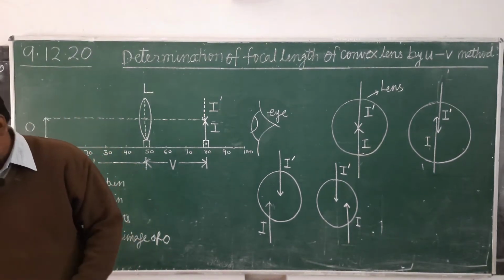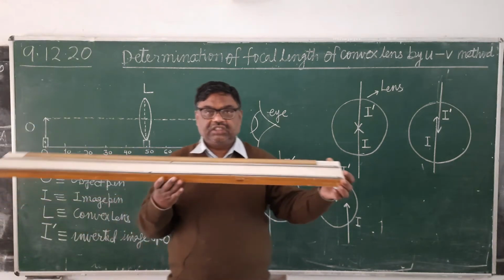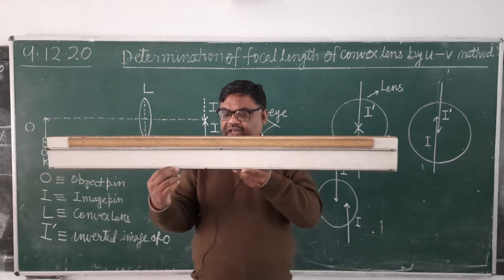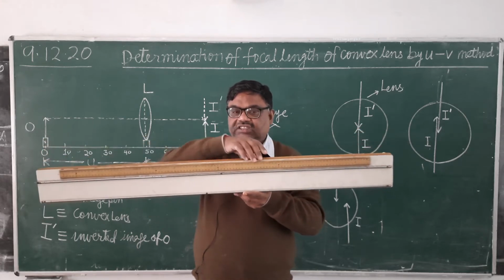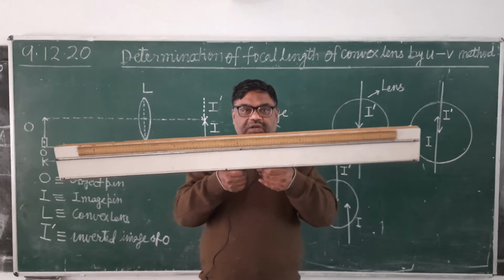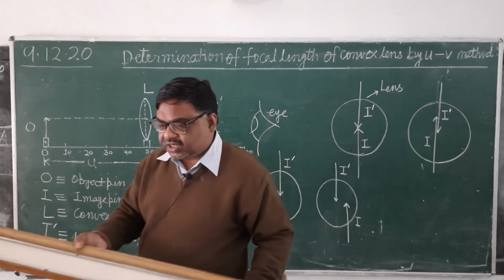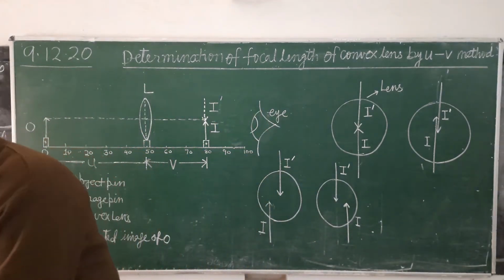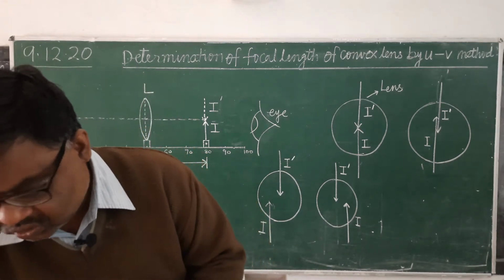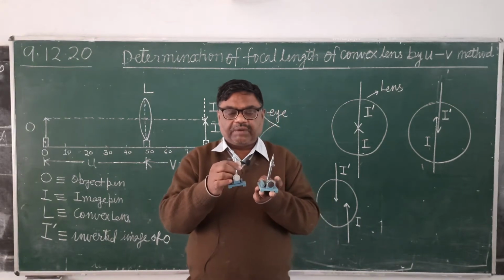So here some diagrams have been drawn, but before that I will show you the optical bench. This is the optical bench. These are the two metallic rods, and here a scale is fixed over which we will see the distances, centimeter marks. Now over this optical bench we will use two types of uprights. You can see these are the uprights.